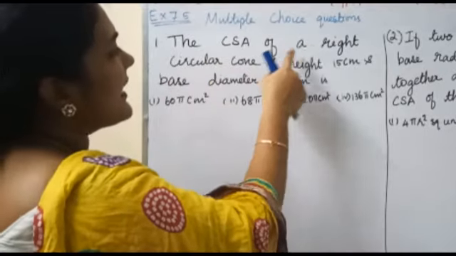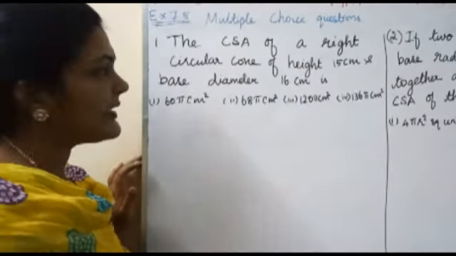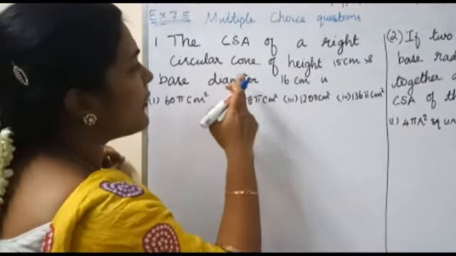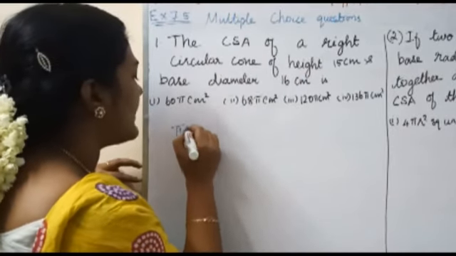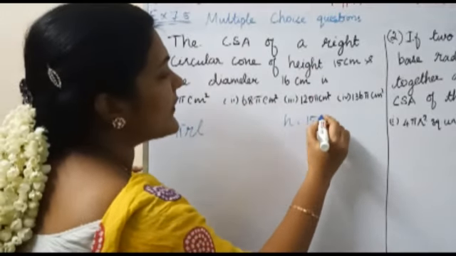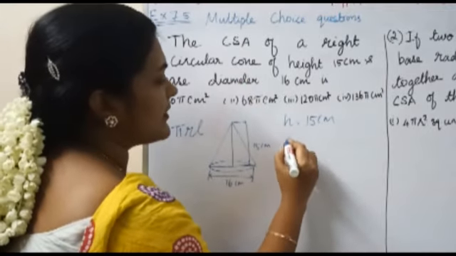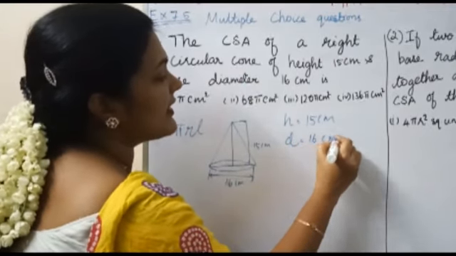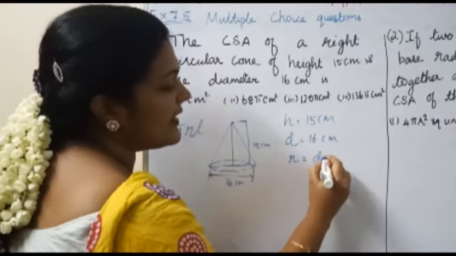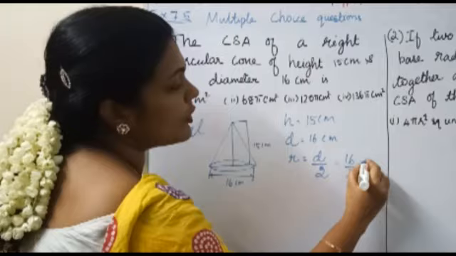The curved surface area of a right circular cone of height 15 centimeter and base diameter 16 centimeter is, they gave 4 options. See, curved surface area of a cone is pi r l. What are all the given data here? H is equal to 15 centimeter and base diameter is 16 centimeter. So D is equal to 16 centimeter. Then radius is equal to D by 2, which is equal to 16 divided by 2, is equal to 8 centimeter.